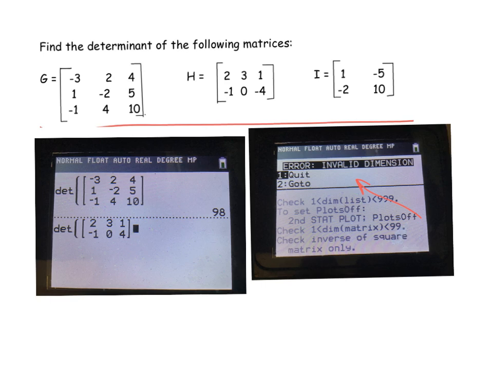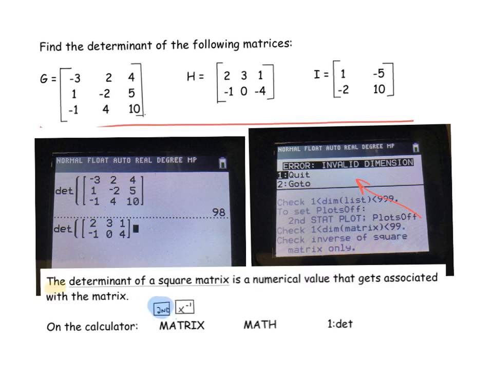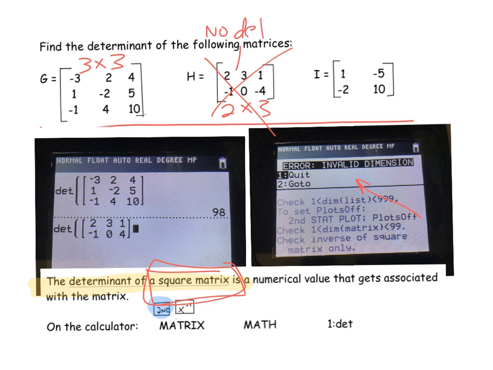Well, look back at the definition of the determinant. It says the determinant of a square matrix. Your matrix has to be a square matrix. Matrix G was a 3x3 matrix. Matrix H was a 2x3 matrix. That's not a square matrix. That's why matrix H has no determinant. So you just can't take any matrix that you might meet on the street and try to calculate its determinant. It has to be a square matrix. Take a minute, try to find the determinant of matrix I on your calculator.